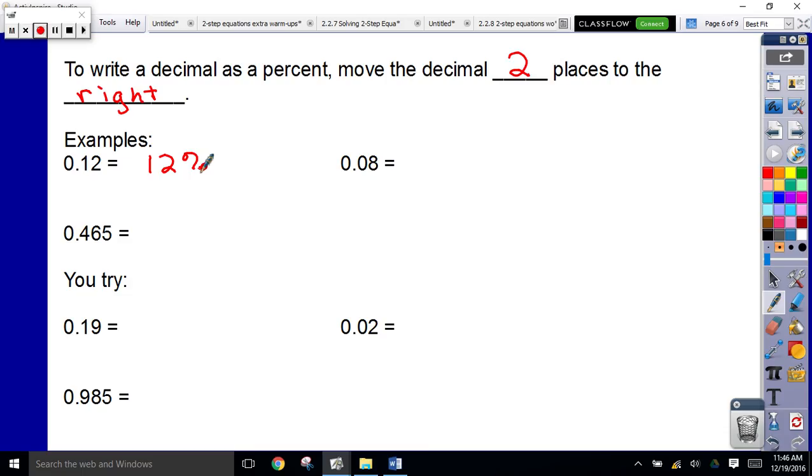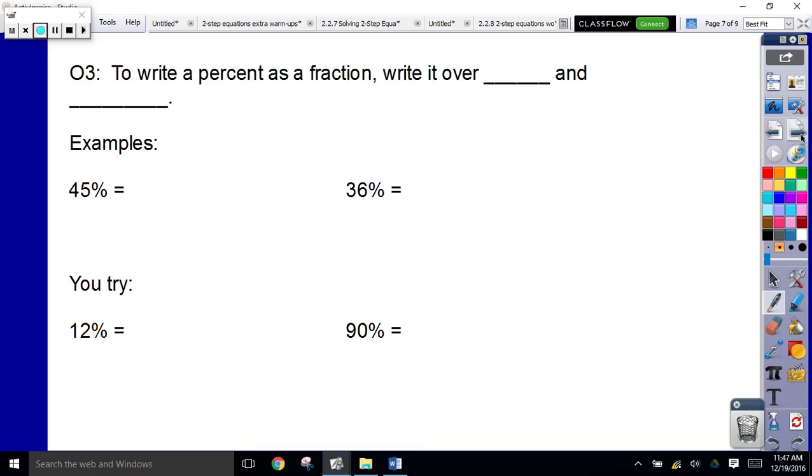0.465 would be what percent, Angelina? 46.5. Good, 46.5%. And 0.08 would be what percent? David? 8%. 8%. Good. Okay, again, we're going to skip the you try examples for this.